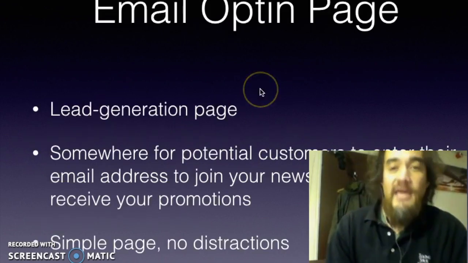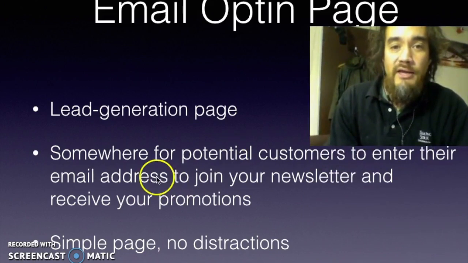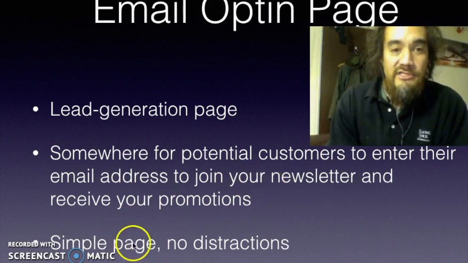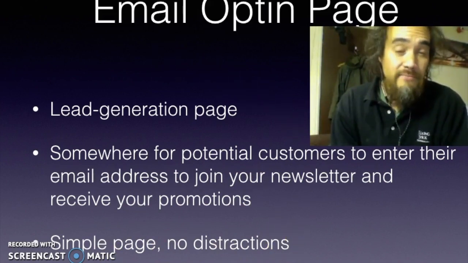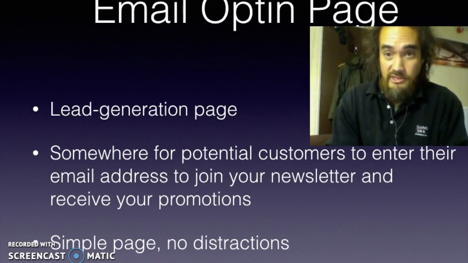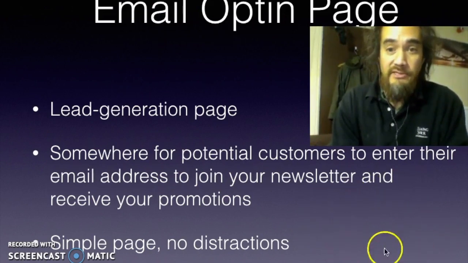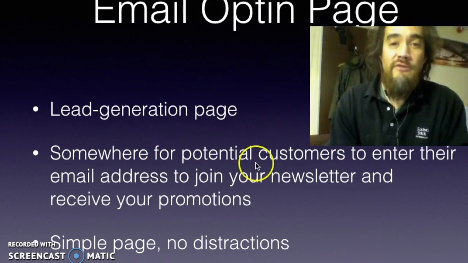You need a page within your website called a lead generation page where somebody, a potential customer, can enter their email address to join your newsletter and receive your promotions. It's a simple page, has no distractions. It will look essentially like this, really, which is kind of funny. If you just look at this and imagine that this is a graphic on your page, it will have a headline, a couple bullet points, and then a little box here that says enter your email, and then a button that says submit or get access or something like that. That's all that goes on the email opt-in page.